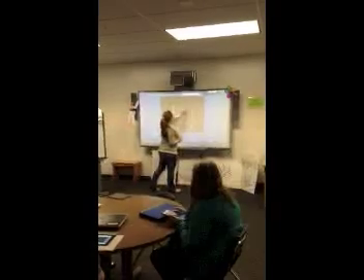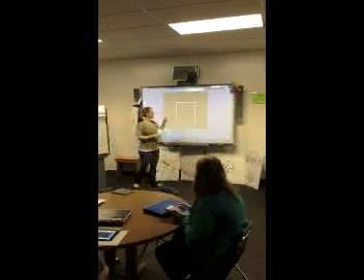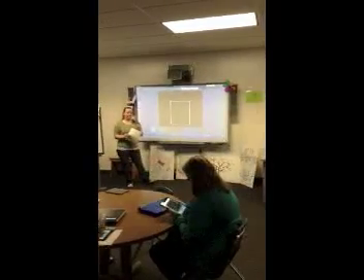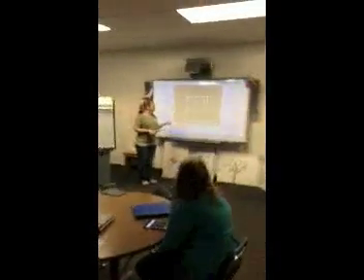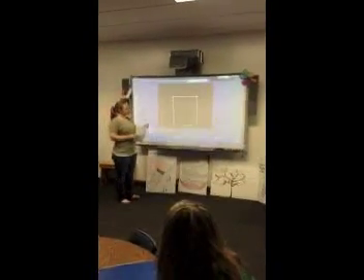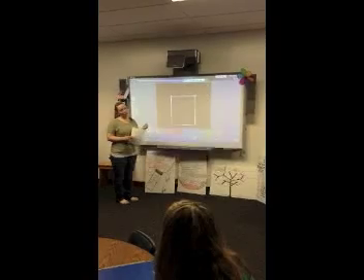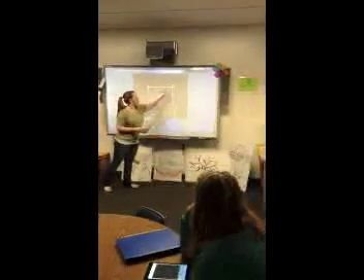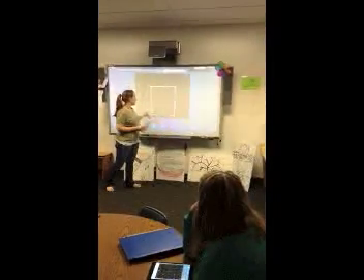Can someone remind me what the definition of perimeter is? It's the measurement of the outline of the thing. It's the distance around an object. Exactly. So someone look at my rectangle and tell me what is the perimeter of my rectangle? 10. Very good. We're not counting the dots. We're counting the spaces. So we have 1, 2, 3, 4, 5, 6, 7, 8, 9, 10.